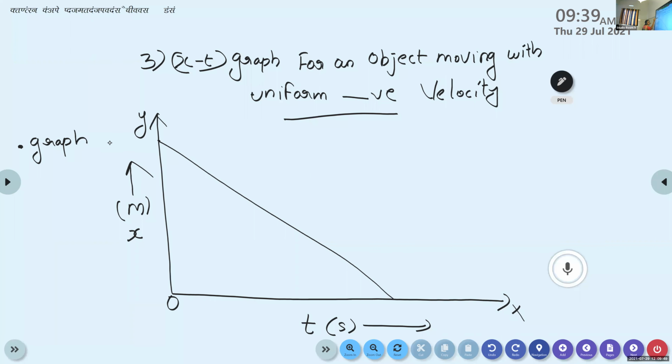The graph is always, here also, a straight line, but it is sloping downwards.